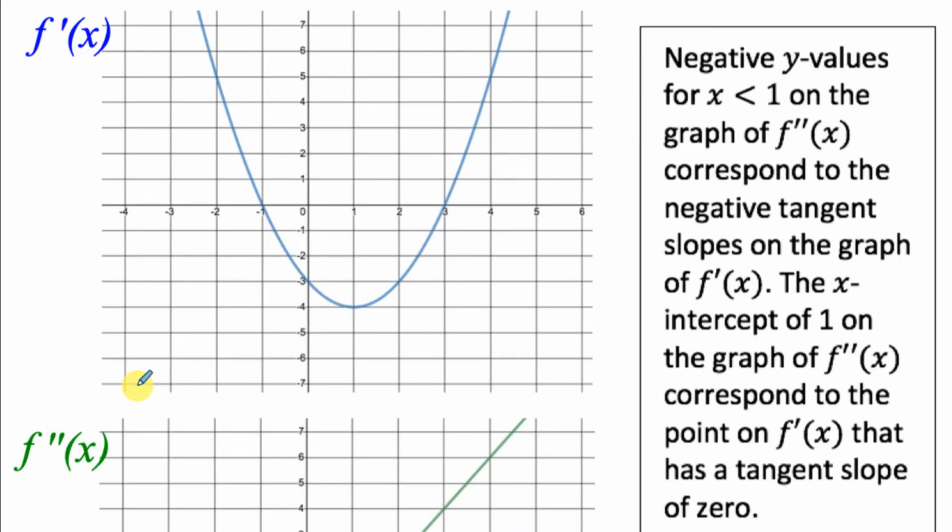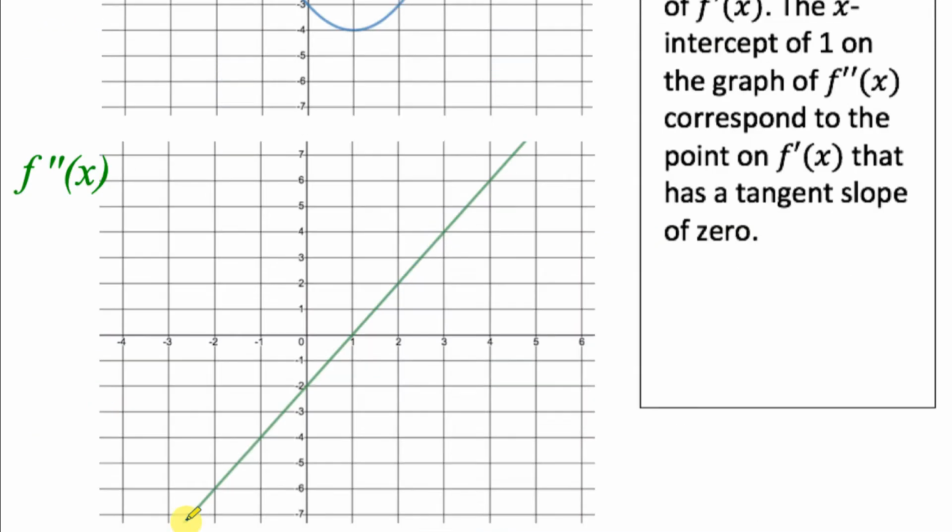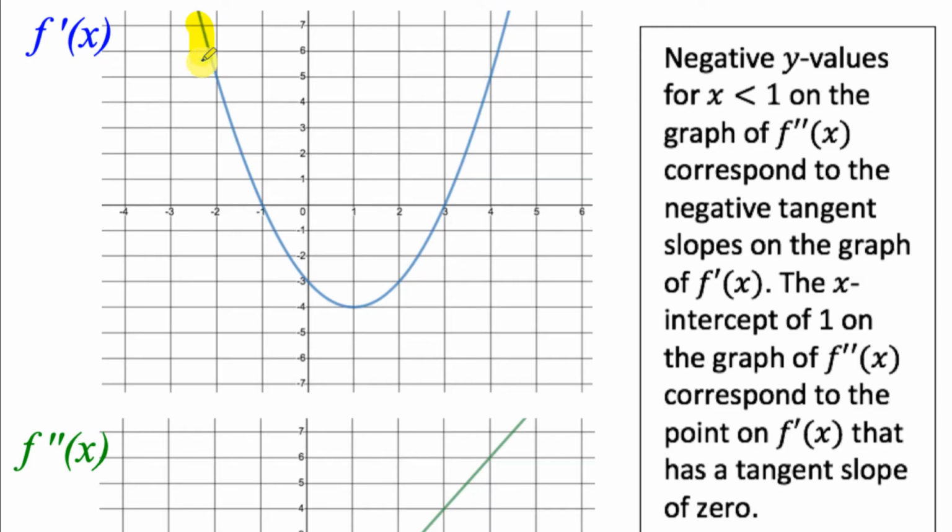Now the connection between the first and second derivative. The second derivative having negative y values in that section tells us that the first derivative must be decreasing over that interval, and in fact it is.